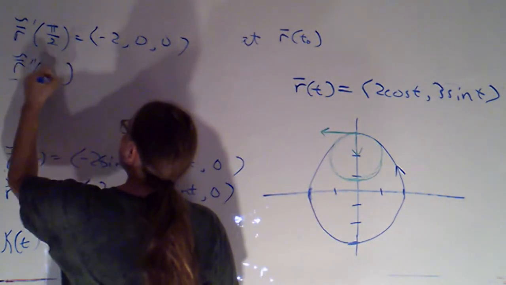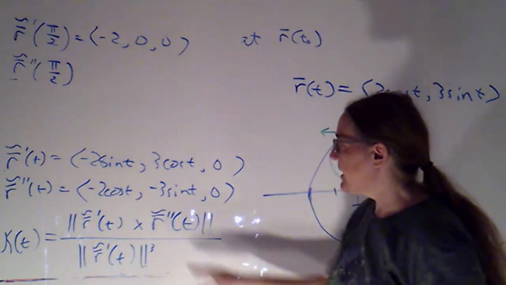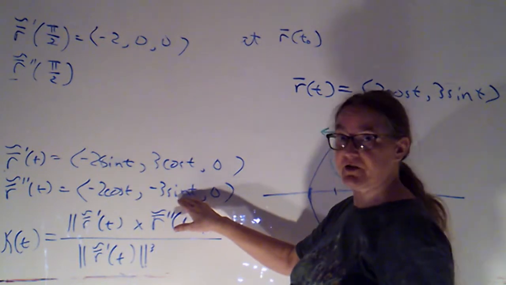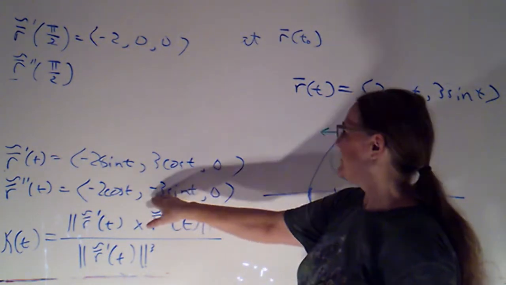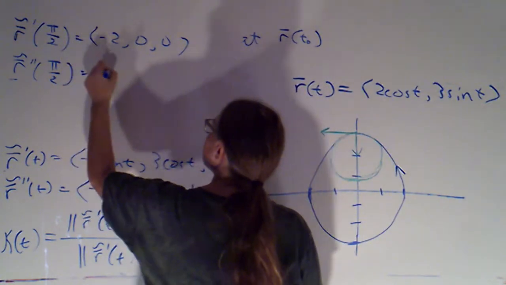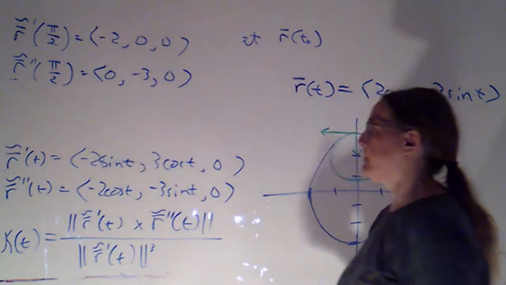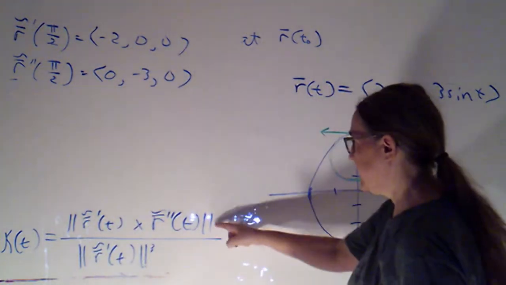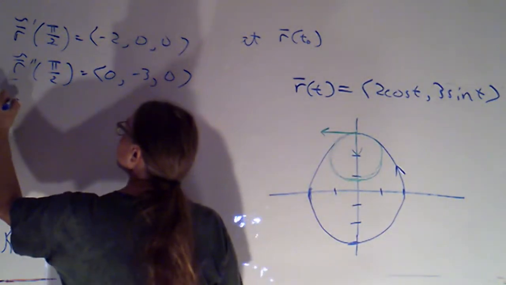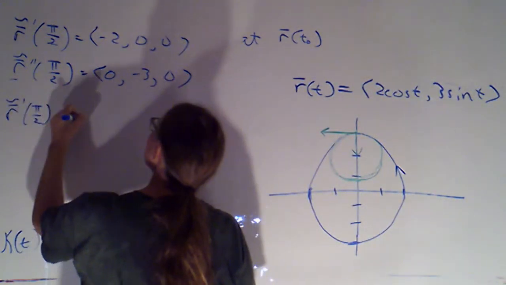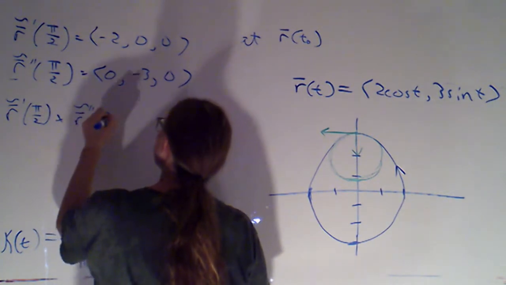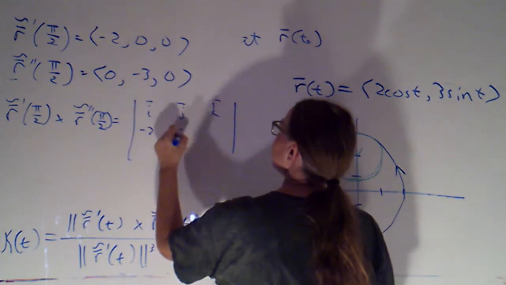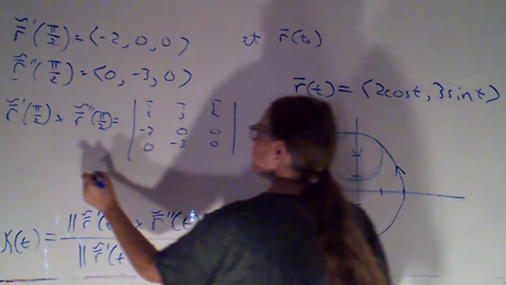R tilde double prime at pi over 2. Cosine of pi over 2 is 0, so now that's 0. Sine of pi over 2 is 1, so this is going to be negative 3. So we're getting (0, negative 3, 0). Excellent. So now let's calculate that cross product that I need. R tilde prime at pi over 2 crossed with r tilde double prime at pi over 2 is my symbolic determinant: i, j, k; negative 2, 0, 0; 0, negative 3, 0.